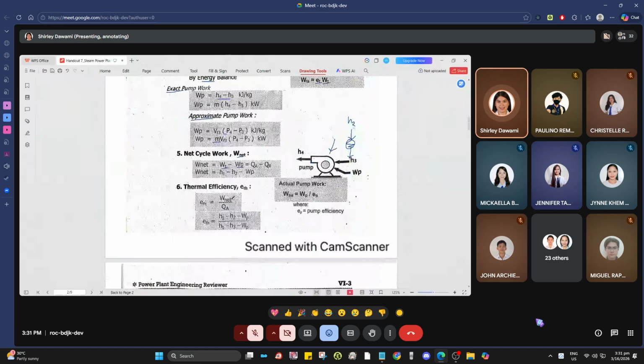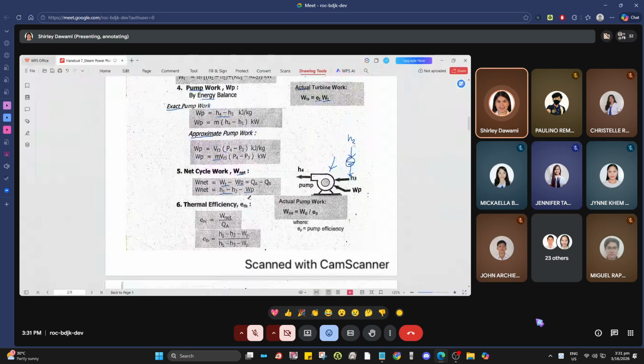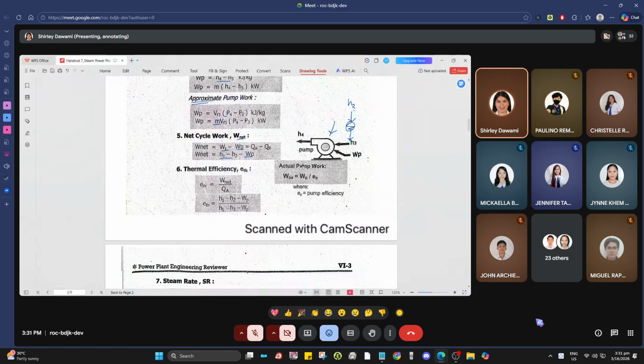Then we have turbine work equals to H1 minus H2. So wala ni siya kaning pump work, lagi hapon ni kay depends man if it's exact pump work or approximate pump work. For the actual pump work, that is the pump work divided by the pump efficiency. That is for the actual pump work.